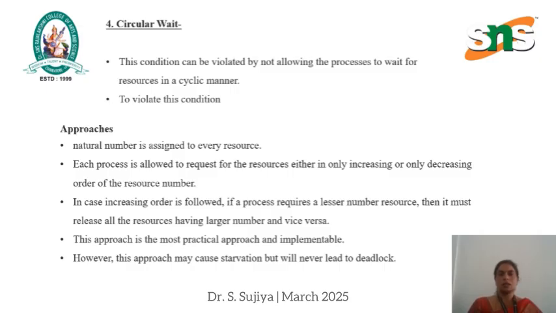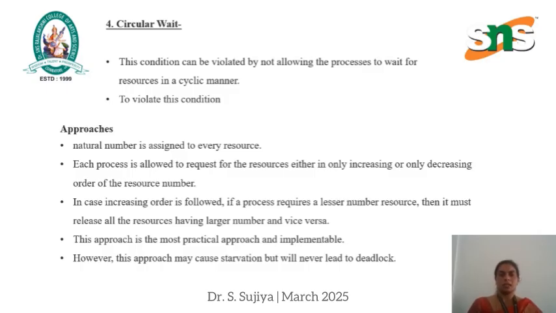Here a natural number is assigned to each resource. Each process is allowed to request resources either in increasing or decreasing order. Every resource is sequentially assigned a natural number, for example 1, 2, 3, 4, 5. Requests are executed sequentially, either in decreasing or increasing order based on the resource number.